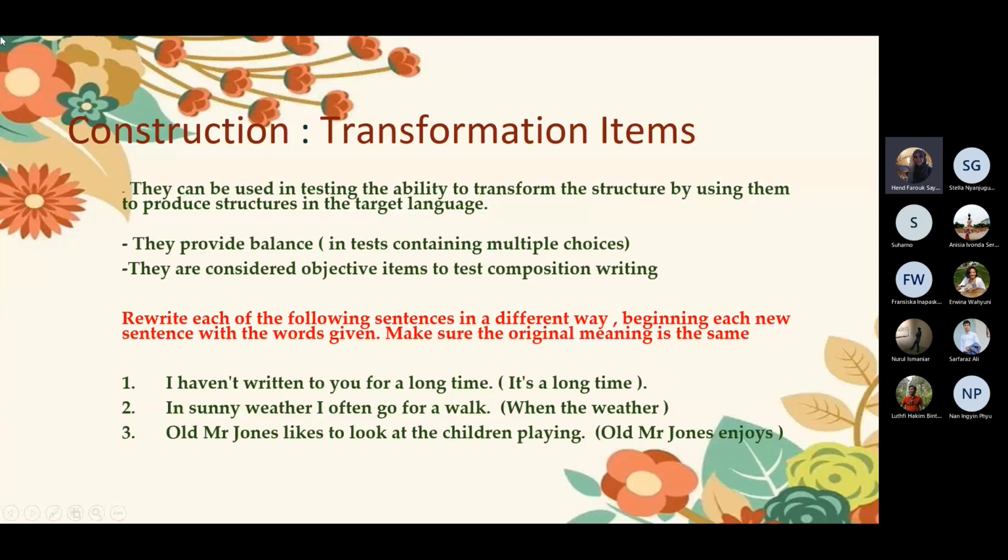This is construction or transformation items. We use those to test the ability to transform the structure by using some other words. Why do we use those transformation items? To provide a balance in tests containing multiple choices. So they provide balance. They are considered objective items to test composition writing skills.